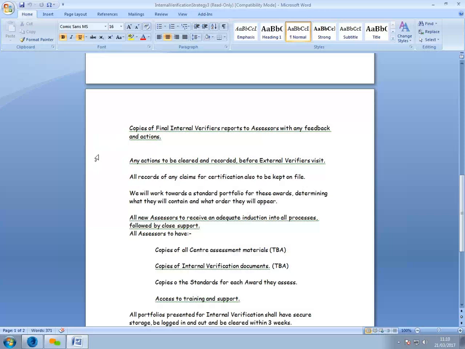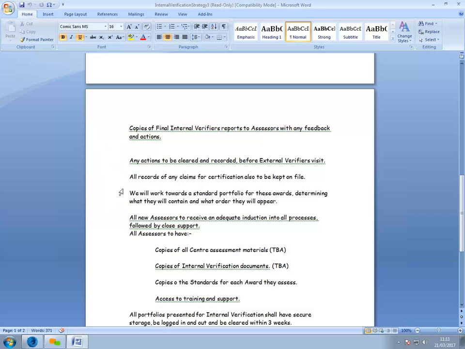Now again, the terminology has changed. Of course, this will be EQA and IQA, not internal and external verifier. It doesn't mean any difference, it's exactly the same conduct. In terms of IQA, it goes a little further than this, as I will explain later. All records of any claimed certification to be kept on file. Now again, this is done electronically and will automatically be kept on our system file.